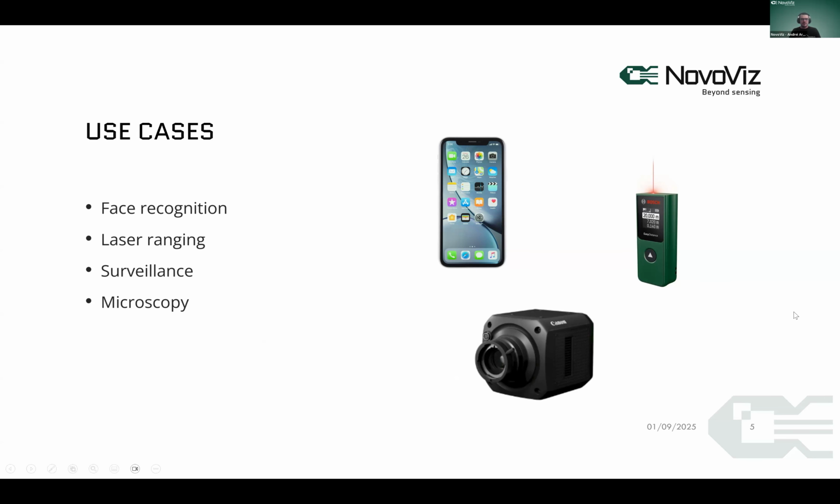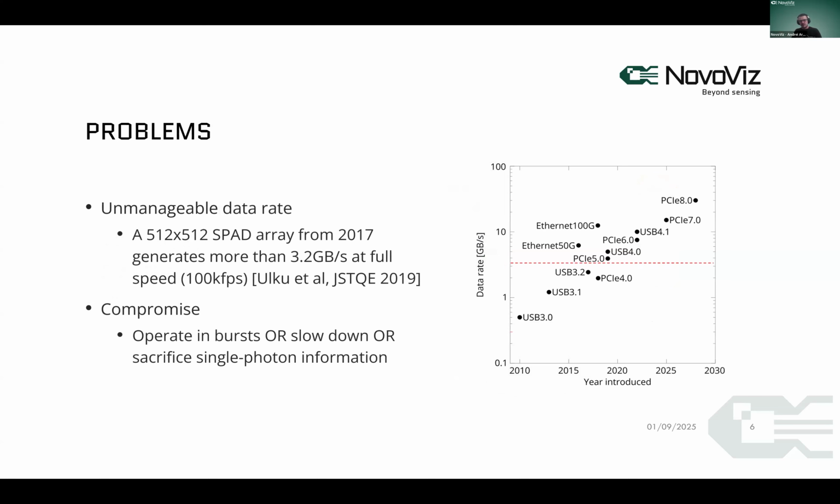But the problem with these cameras and what's currently hindering their adoption is the data rates, right? Like I said, we're measuring hundreds of millions of events per second per pixel, which results in a ridiculous amount of data. And this is an example of a detector that was published in 2017, so this was most likely designed more than 10 years ago. And even at that time, it was producing 3 gigabytes per second if you were to run at full speed, which exceeds common interfaces and poses severe bottlenecks.